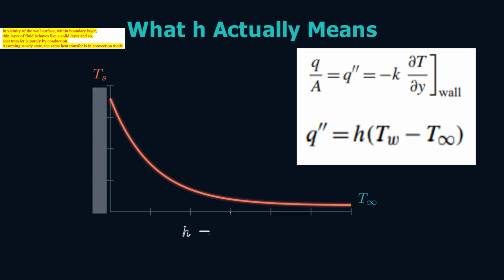Because heat enters the fluid by conduction at the wall, H is really the steepness of that temperature curve at the surface, scaled by the fluid's own conductivity. Steeper curve, bigger H. That is the honest physical meaning of the coefficient.